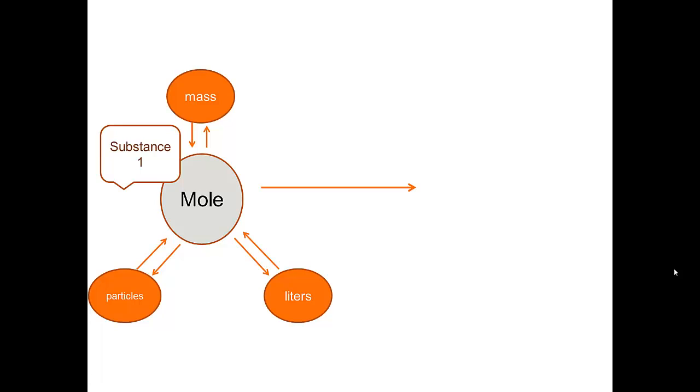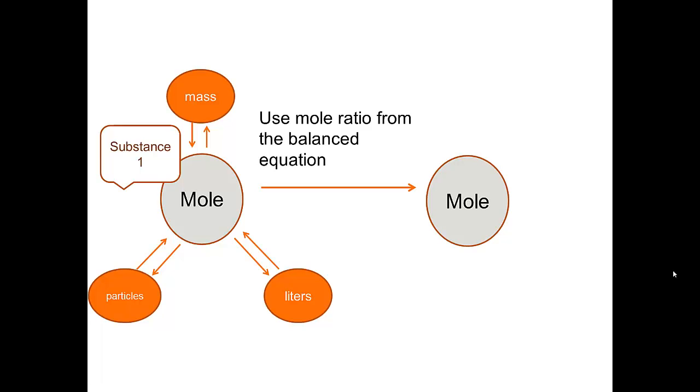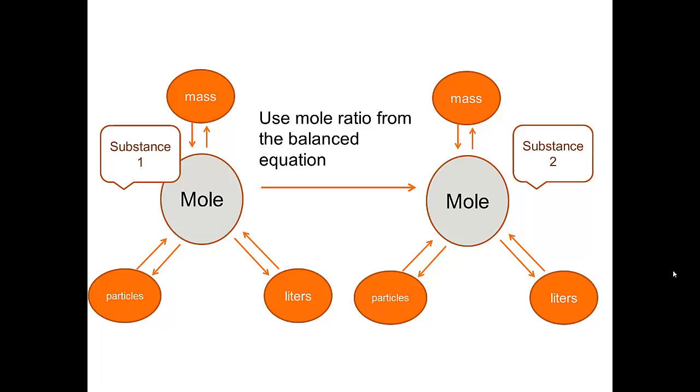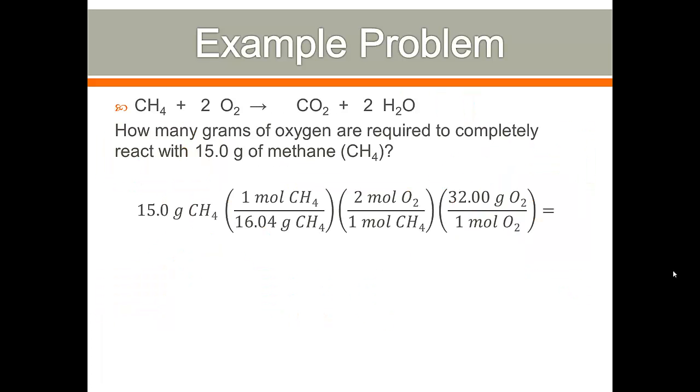Now, in order to go from substance 1 to substance 2, you have to be in moles. So let's say you start with grams, you have to convert it to moles first. Then using the mole ratio from the balanced equation, you can convert to moles of the other substance. But let's say you don't want moles of the other substance, you want grams or liters or particles. Well, then you can use the same idea and go back and forth with those things using the GFM, or 22.4 liters if it's a gas at STP, or 6.022 times 10 to the 23rd if you're looking for particles.